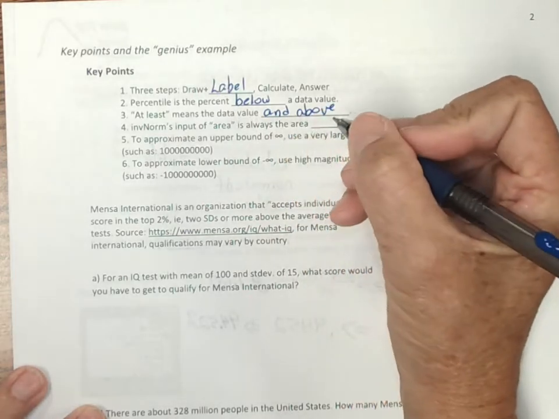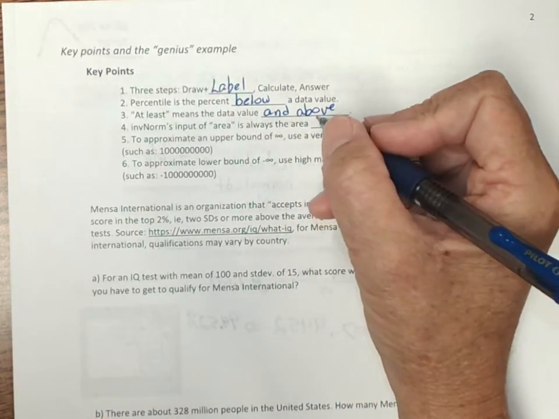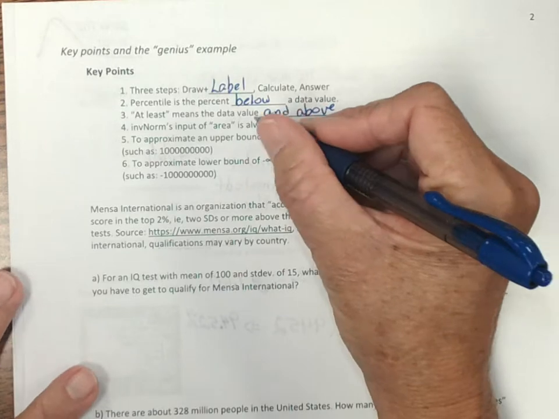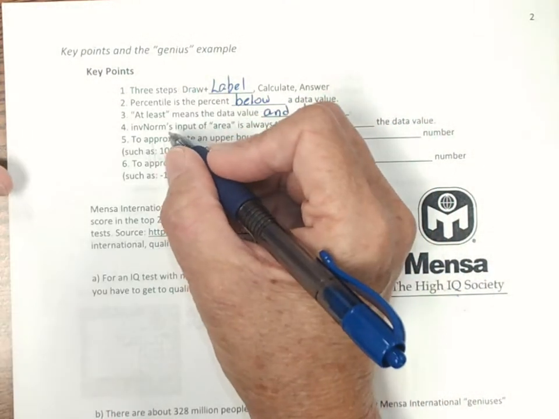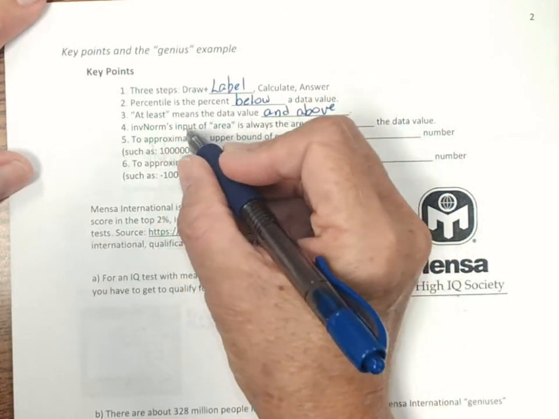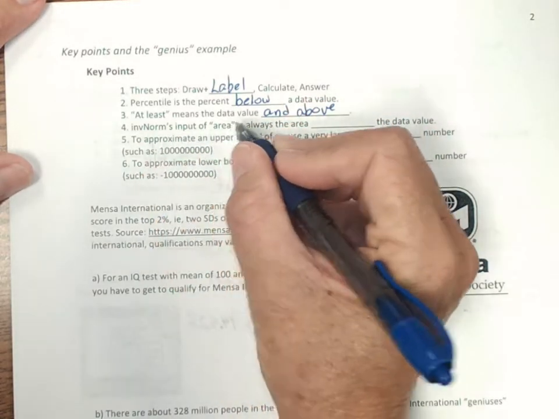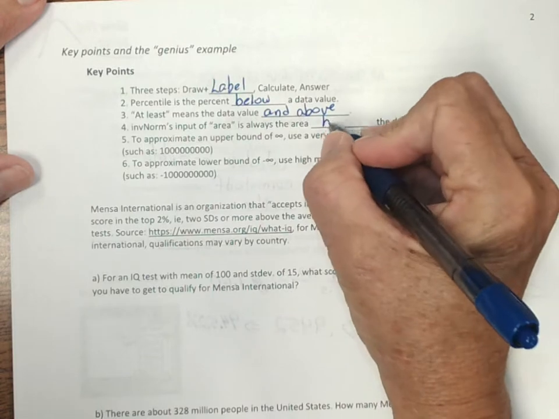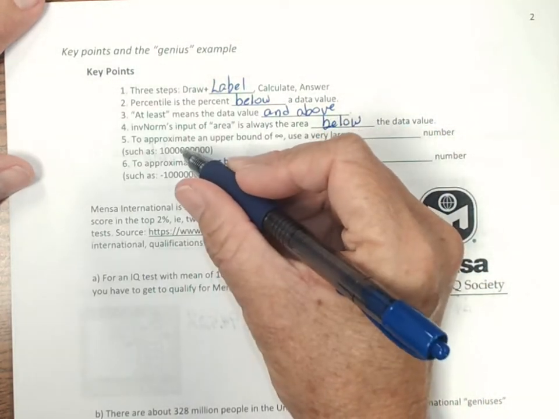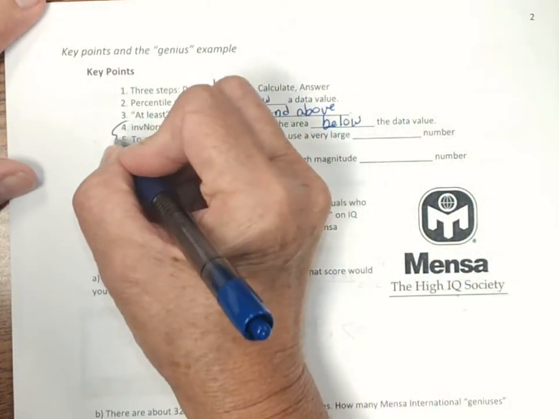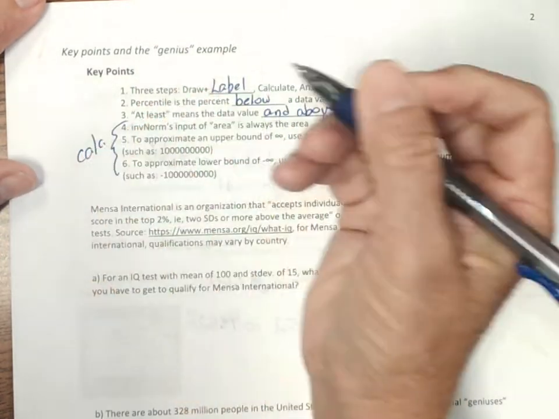So if I wanted to score at least in the 75th percentile, it means anything above 75% would be fine. And inverse normal, and again, this is just a calculator thing, when you input the area, it is always the area below, or the percentage below. To approximate an upper bound, and again, these are all just calculator things here.